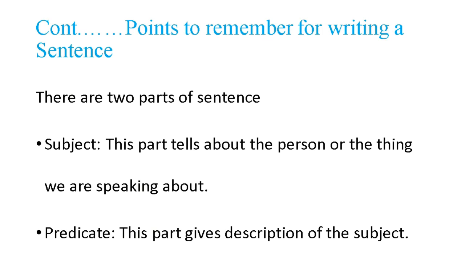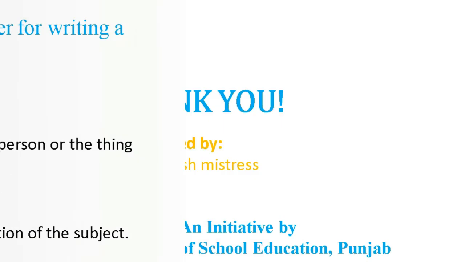So students, the next point is there are two parts of sentences. The first part is the subject. This part tells about a person or a thing we are talking about. And the second part is predicate. This part, it gives description of the subject. So students, this is all about the meaning of sentence, types of sentences and parts of sentences.